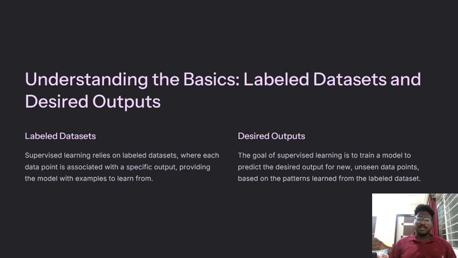First, let us understand the basics: labeled datasets and desired outputs. Labeled datasets: supervised learning relies on labeled datasets where each data point is associated with a specific output, providing the model with examples to learn from. Desired outputs: the goal of supervised learning is to train a model to predict the desired output for new, unseen data points based on the patterns learned from the labeled datasets. This means we'll get the output of the new data from the previous labeled dataset.